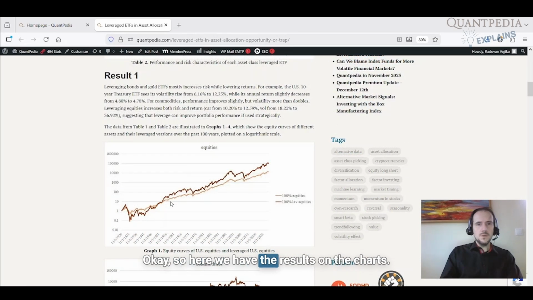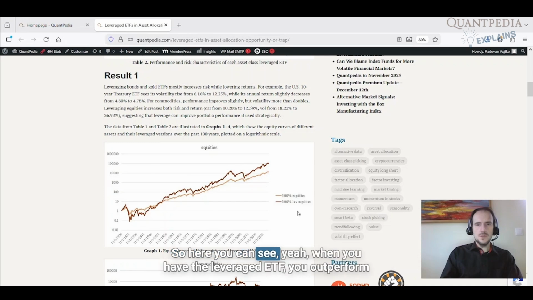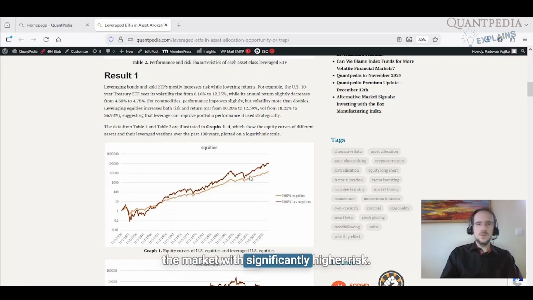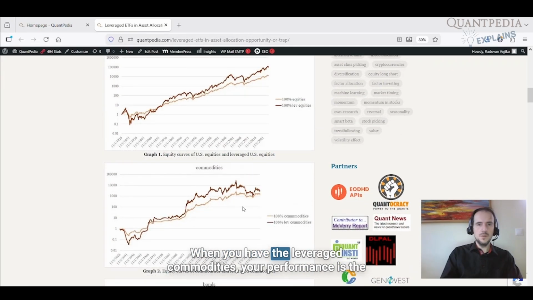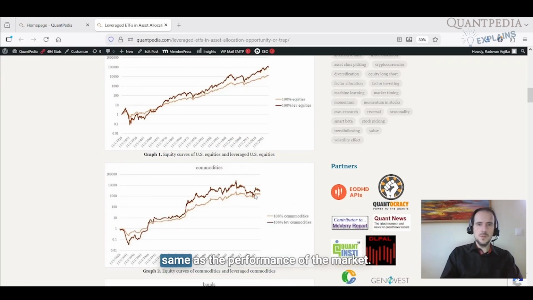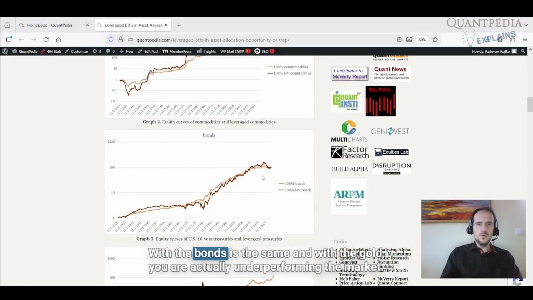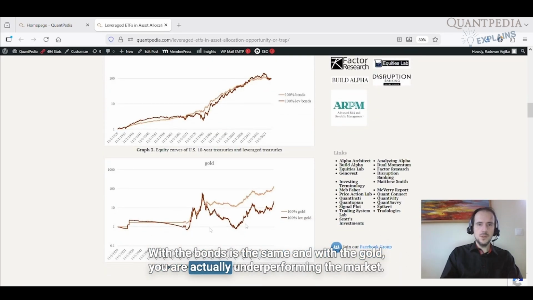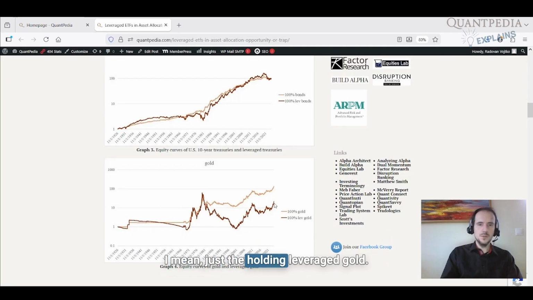Okay, so here we have the results on the charts. Here you can see, yeah, when you have the leverage ETF, you outperform the market with significantly higher risk. When you have the leverage commodities, your performance is nearly the same as the performance of the market. With the bonds it is the same, and with the gold you are actually underperforming the market. I mean, just holding leverage gold.